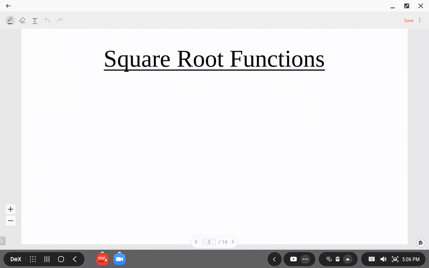Square root functions. All right. Yes, square root function. So what is the parent function? All types of functions have a parent function, which is the simplest form of our function. And in this case, the parent function is y equals the square root of x. That is our parent function.